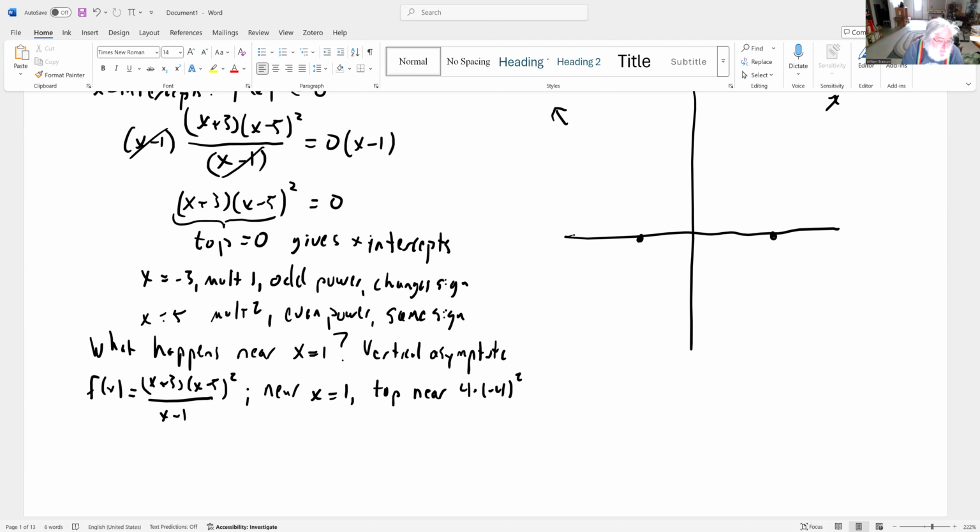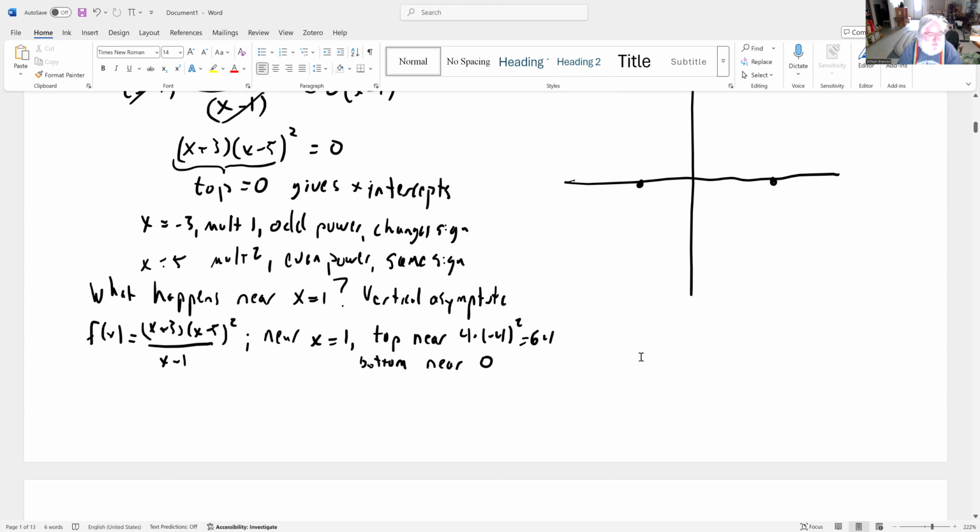And 1 minus 5 is minus 4. You square that, you get 16. So this is 64. The bottom is near 0. And that's what's going to create our issues.